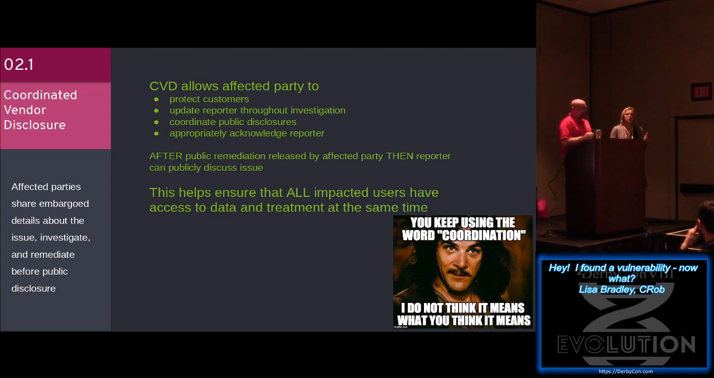I mean, it's sometimes a risk that a company takes in having this open communication, but the goal is to make sure the most customers are protected and that the fix is out there before anything gets publicly disclosed. Before the bad guys find it and start using it. Yes.